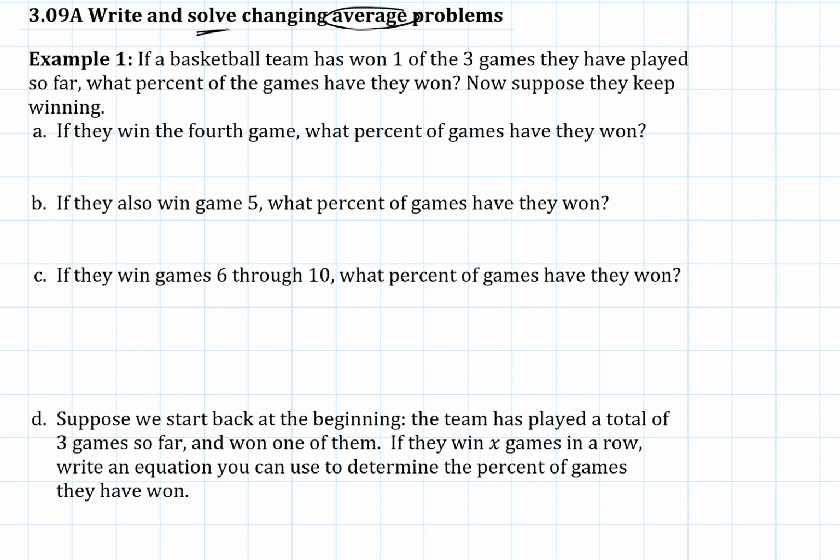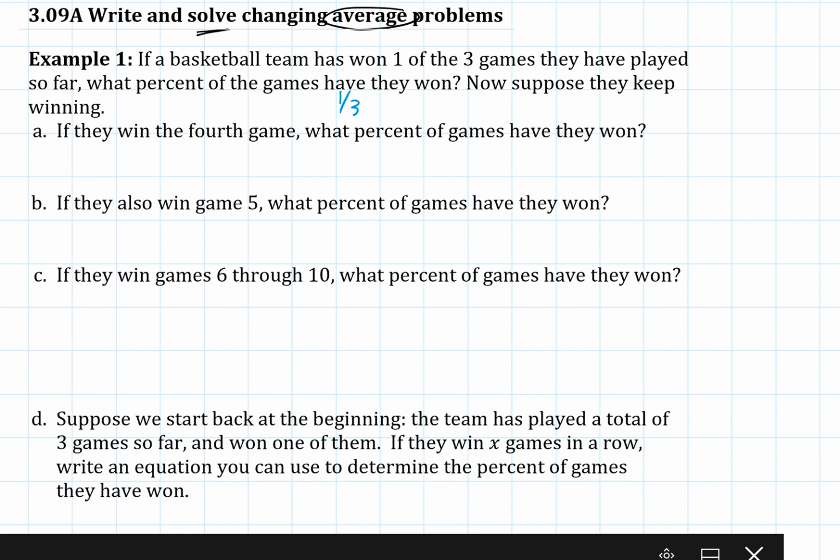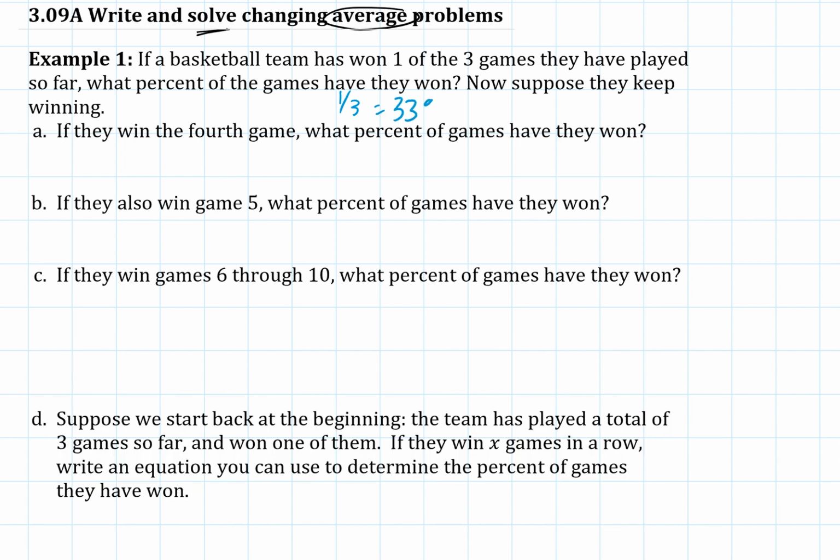Example 1. If a basketball team has won 1 out of 3 games they've played so far, what percent of the games have they won? They've won 1/3 of them, so that's 33%. If you're not sure, divide 1 by 3 in your calculator. It'll be the decimal 0.33. That represents 33%. Now suppose they keep winning.